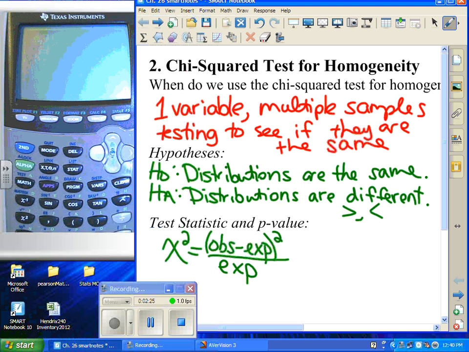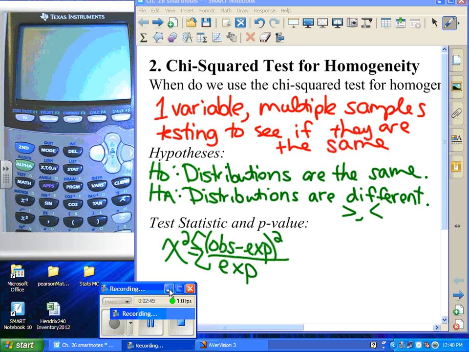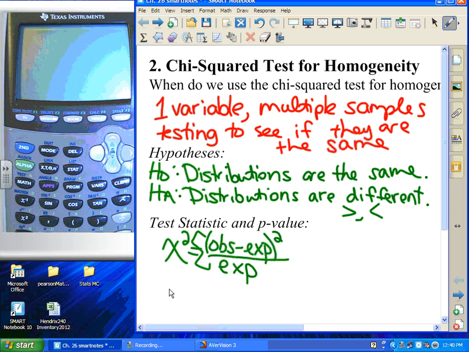Oh, and I forgot something. It's got an extra curve. You will need to find the degrees of freedom. How did we find the degrees of freedom yesterday? Some of you were just doing this, so you should know. Categories minus 1. Number of categories minus 1.